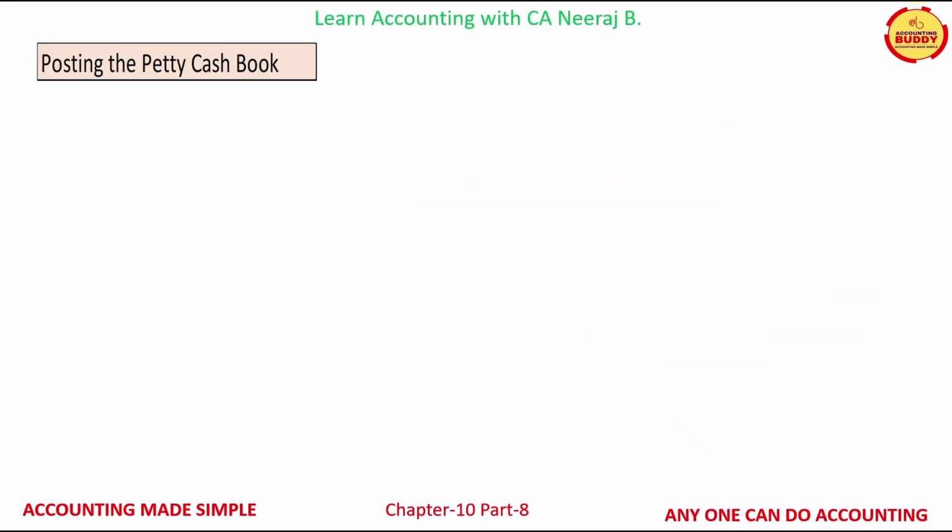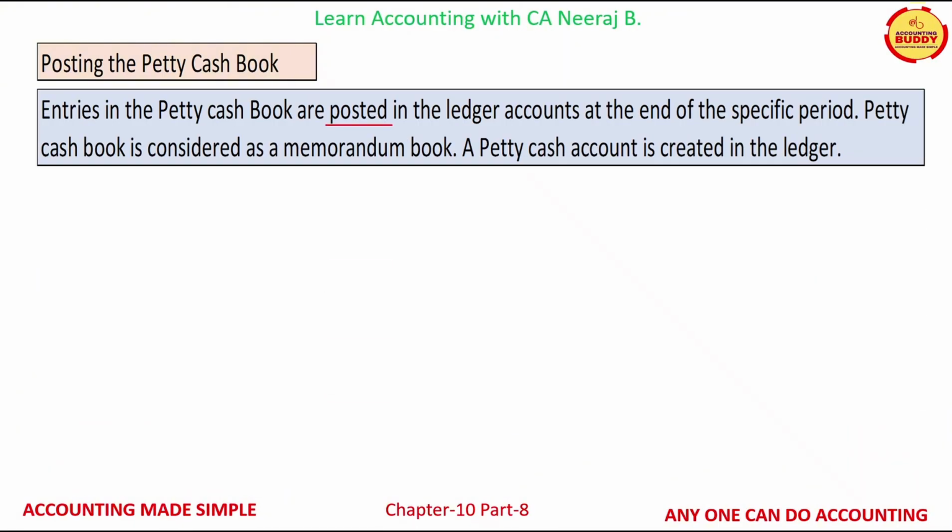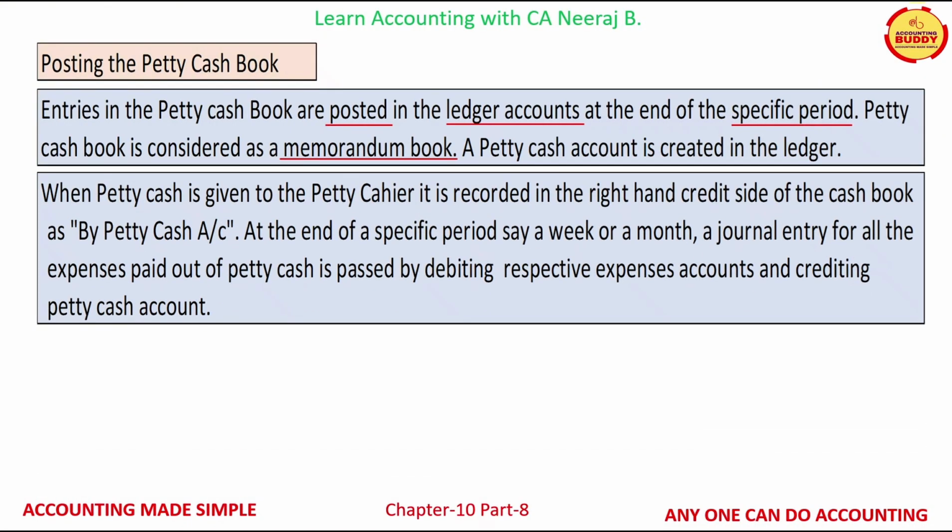Let us now learn the process of posting petty cash book transactions. Entries in the petty cash book are posted in the ledger accounts at the end of specific period. Petty cash book is considered as a memorandum book. A petty cash account is created in the ledger when the petty cash is given to the petty cashier. It is recorded in the right hand credit side of the cash book by writing the words by petty cash account. At the end of specific period, say a week or a month, a journal entry for all the expenses paid out of petty cash is passed by debiting the respective expense accounts and crediting the petty cash account.